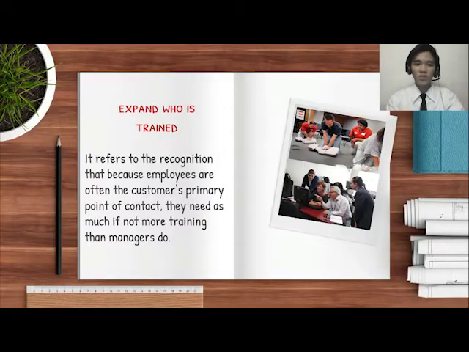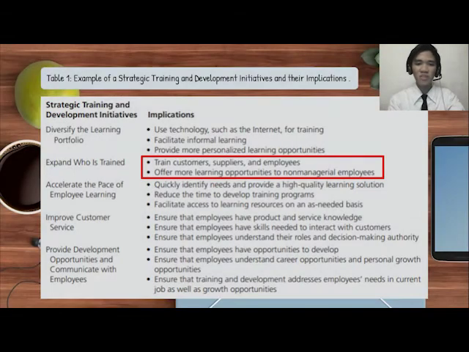Next, expand the reach. This refers to the recognition of the company that because employees are often the customer's primary point of contact, or they have more direct interaction with them, the employees need as much, if not more, training than the managers do. The implication for this is to train customers, suppliers, and employees, and offer more learning opportunities to non-managerial employees.